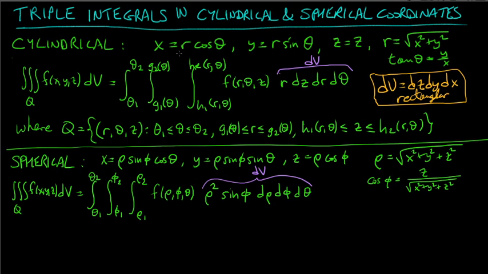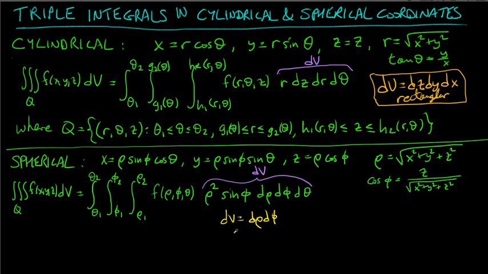Okay, so that's cylindrical. Spherical gets even more complicated. These are the conversions for spherical coordinates. But now the dV involves this whole mess here. It's obviously not just d rho, d phi, and d theta, because this is not even an area. This is a length. So you have a volume equals a length. That's not going to work.